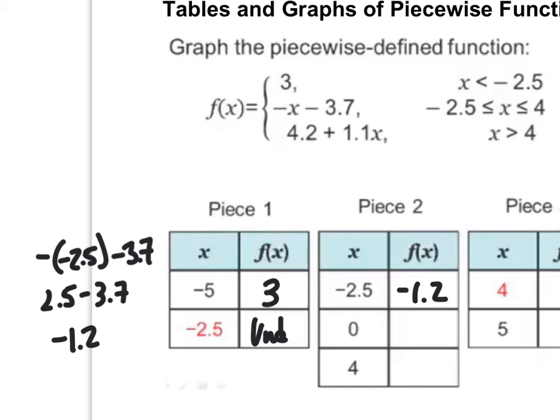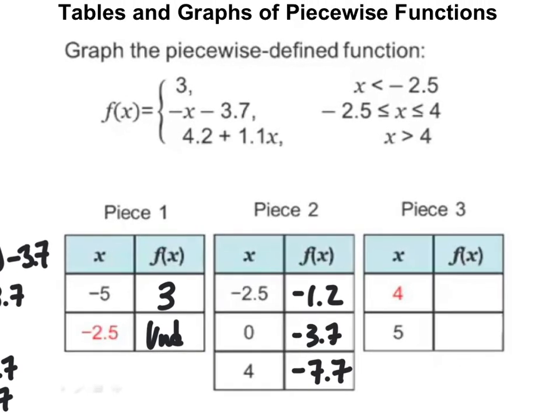All right, now if I plug in 0 into this function, okay, I get -0 minus 3.7. That's just going to give me -3.7. Okay. And then if I plug in 4 into that, it's going to give me -4 minus 3.7. So let me do that. That's -4 minus 3.7, what's that? -7.7? Okay. So that's -7.7. Okay. Then all of a sudden we change graphs, okay, and we have piece 3.